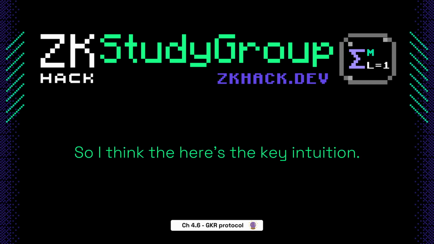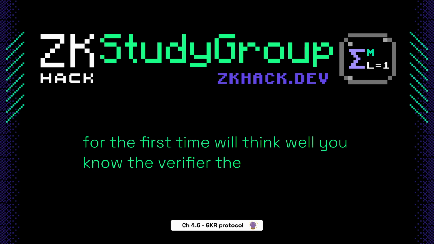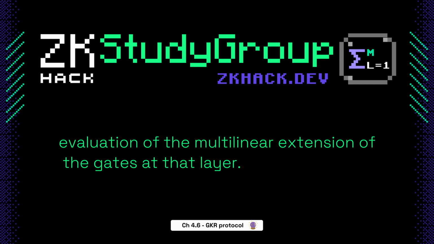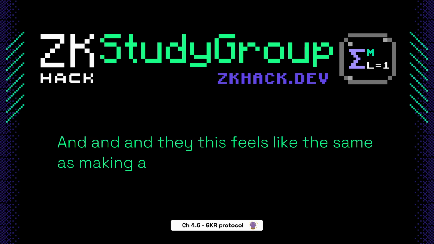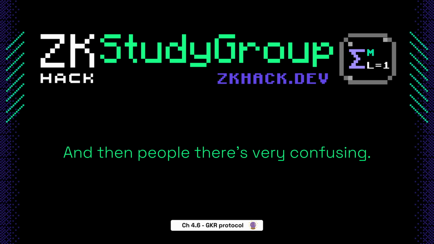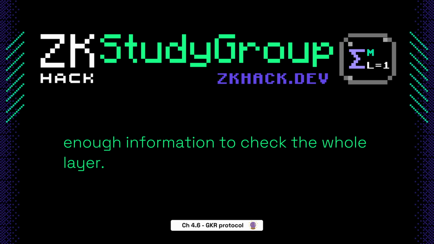Yeah, great. So here's the key intuition. A lot of people, when they encounter the GKR protocol for the first time, will think that the prover winds up making a claim at each layer about a single evaluation of the multilinear extension of the gates at that layer. And this feels like the same as making a claim about the evaluation of a single gate at that layer. And then it's very confusing. How can one gate at that layer be enough information to check the whole layer?